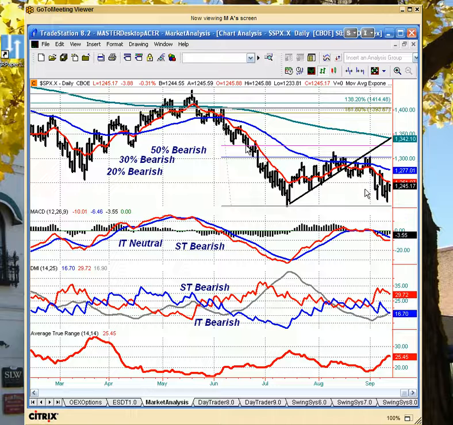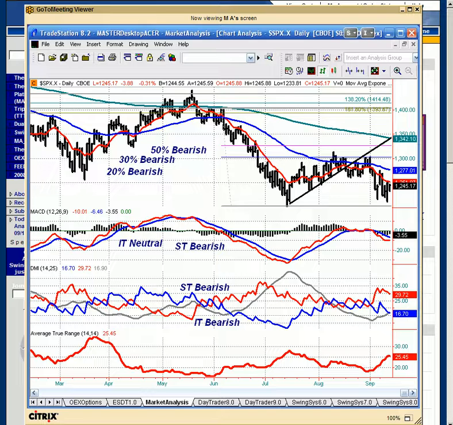Speaking of which, we do have our updated returns over the last 3 months, and we're going to go ahead and switch over and take a look at those. Should be right there.